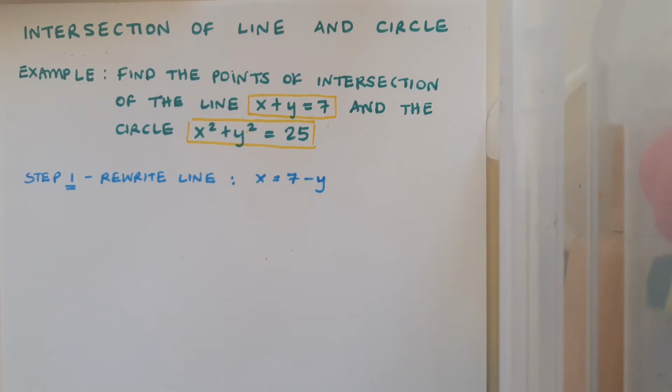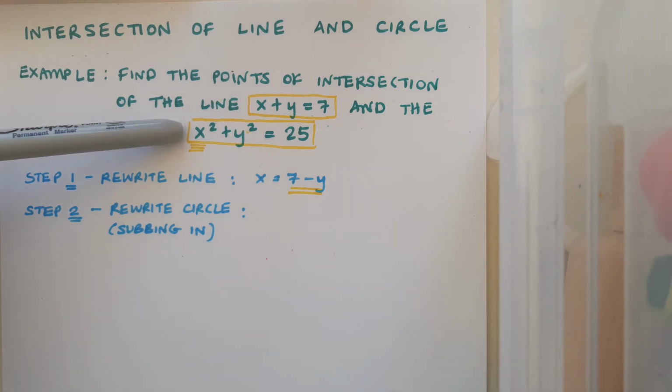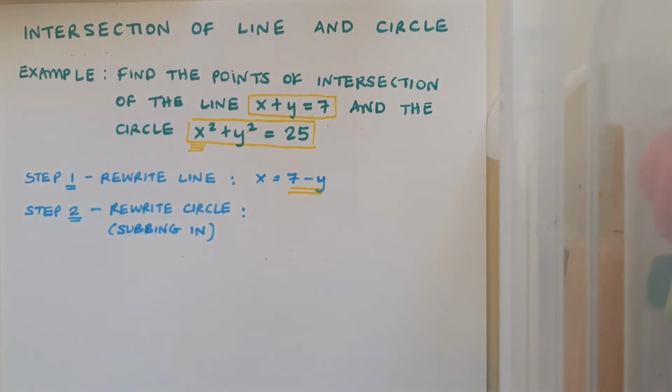Step 2 is going to be to take this new version of the line and substitute it into our circle equation. So I know now that x can be written as 7 minus y. So whenever I see x in my circle equation, I'm going to replace it with the 7 minus y. And I can see that here at the start of the circle equation, I've got x squared. So I'm going to want to say (7 minus y) squared. Make sure to put it in a bracket. So this is how my circle equation will look when I've replaced x with 7 minus y.